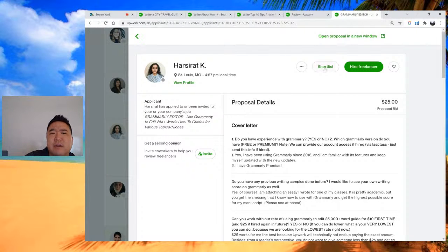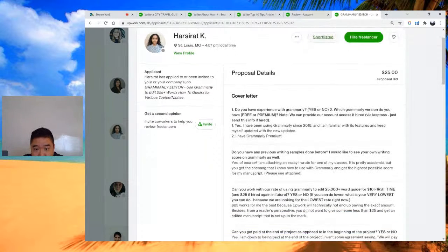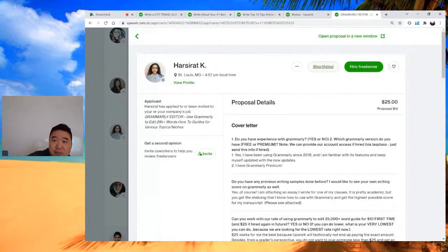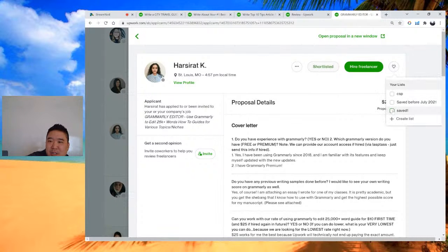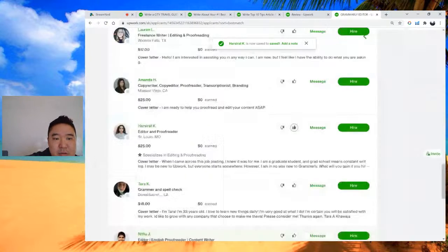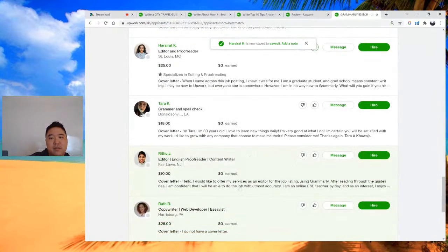Wow, she has good writing too. I could tell, right? You can tell the writing, like she puts effort into it. Okay. So she's one of the potentials. I'm not going to heart her right now. I'm just going to shortlist these people, just in case, because this person's writing kind of stands out more than the others. Okay.